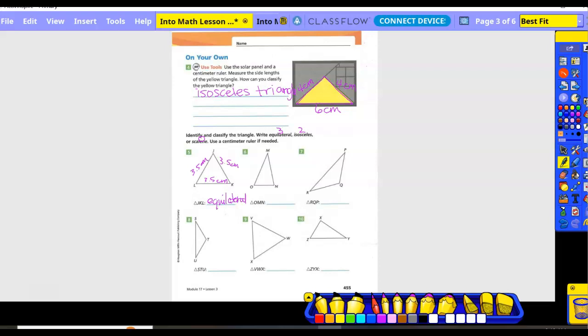Okay, what do you guys think about number 6? Isosceles. Okay, let's take our centimeter ruler and check. For isosceles, it has to have 2 equal sides. Okay, well, let's check. So what do you guys think for MO? Okay, what about MN? Did you all get 3.5 for MN?